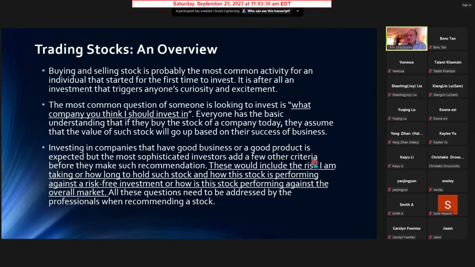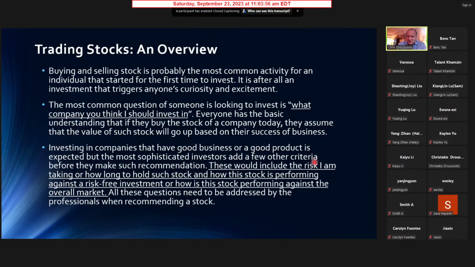Now, of course, as an overview, buying and selling stock is probably the most common activity for an individual that just started. They're into it, they have a little gambling mentality. They say, I want to invest, which one shall I invest in? They're investing for the first time. They look at the stock market, they're fascinated with it, but some of them don't know exactly what it is about.